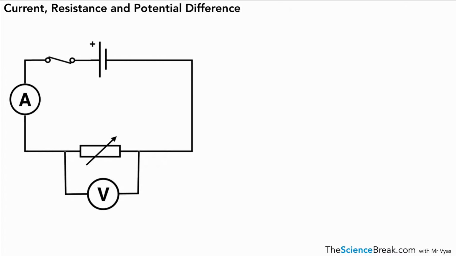Hello, we're going to take a look at the connection between current, resistance, and potential difference in a circuit. So we're going to look at the relationship between those three values. Now here we've got a circuit, so it's worth doing a quick revision of circuit components.